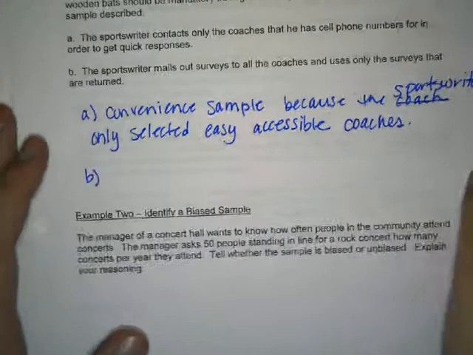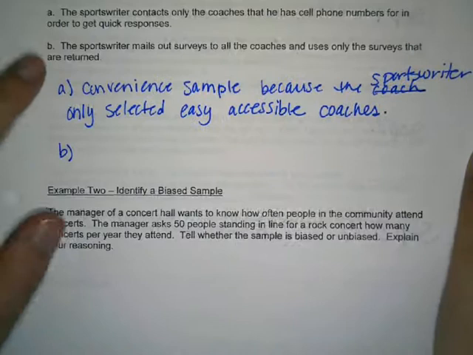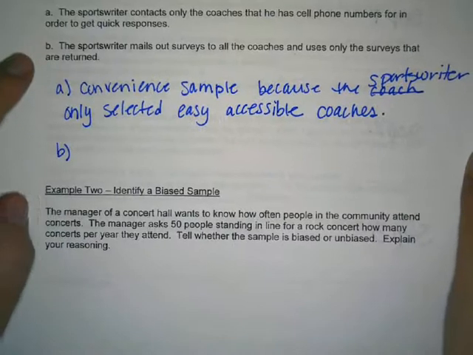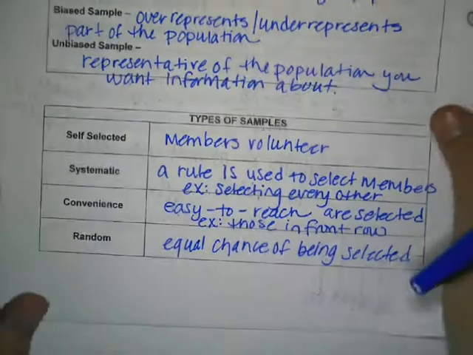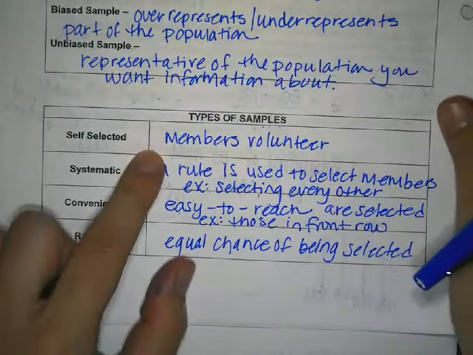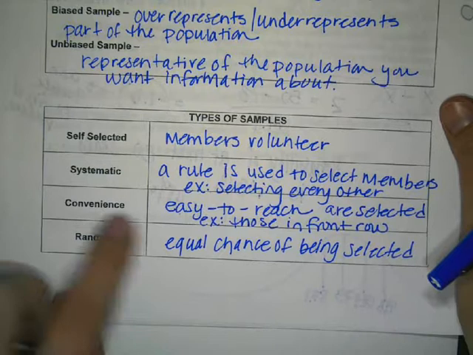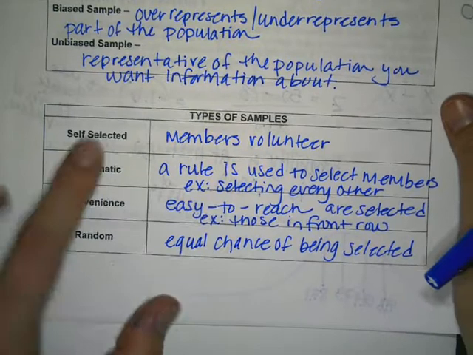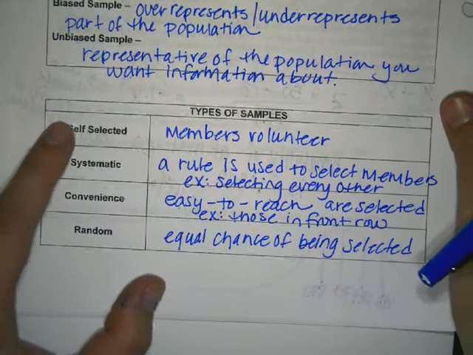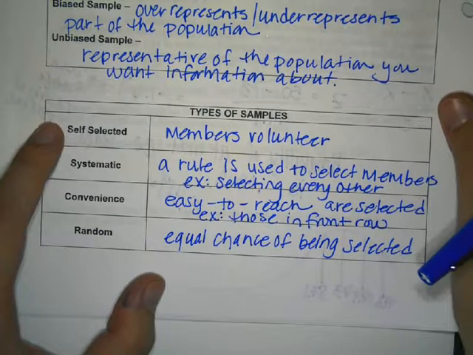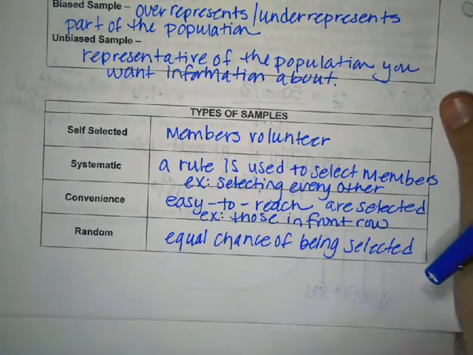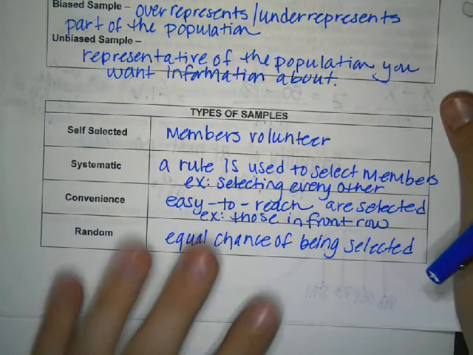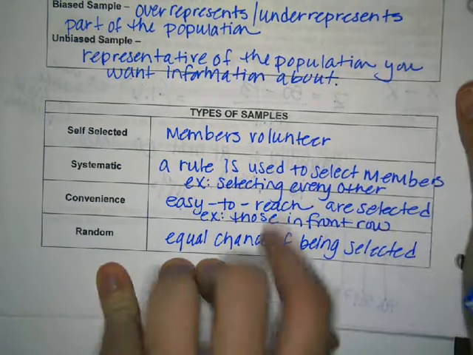Okay, for Part B, the sports writer mails out surveys to all the coaches and uses only the surveys that are returned. Okay, so then if we look at those 4 options, you have members volunteering, a rule, convenience, and random. In this case, it will be self-selected because they have the option to return the survey or not return the survey. So they are volunteering to do that survey, even though everybody gets it. He's only using the responses of the people that send them back. So this one will be self-selected.